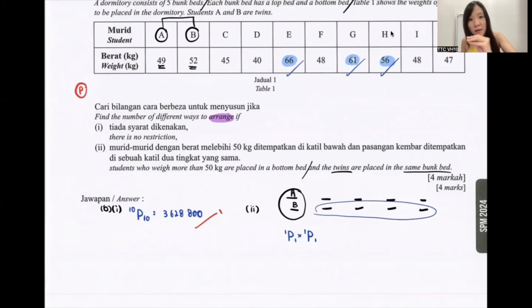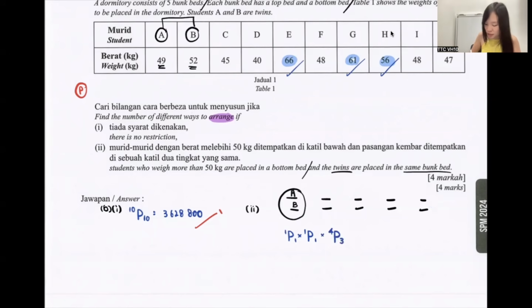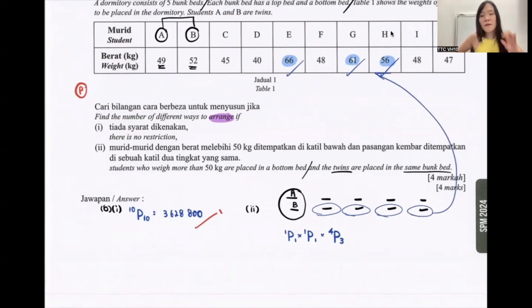But can I do 3P4? Cannot. So let the bunk bed fight for them. So 4P3, that means these 4 bottom beds will fight for 3 of them. Definitely 3 of the beds are already occupied. After they occupied, the rest, do you actually care where they sleep, top or bottom? No. So the rest of them can simply do it together.